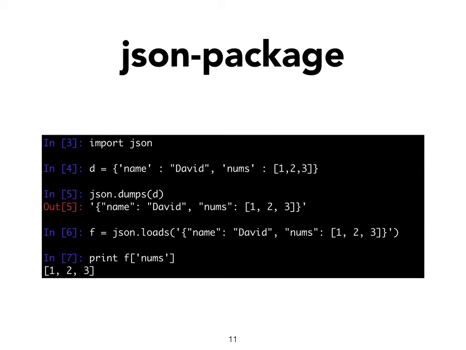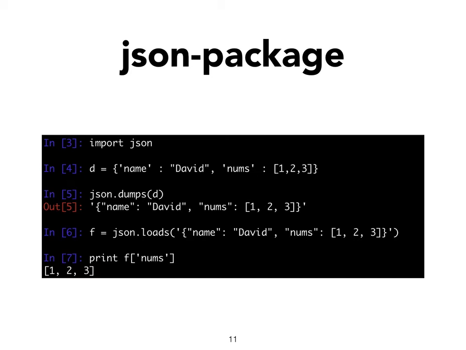Then there is a package called the JSON package, and JSON is a format for storing data, which Python uses a lot. So here we start by importing the JSON package or the JSON module, and then we create a dictionary. We call it D. It contains the name David and a key nums, which is indicating numbers, and then we have a small list containing the elements 1, 2, 3.